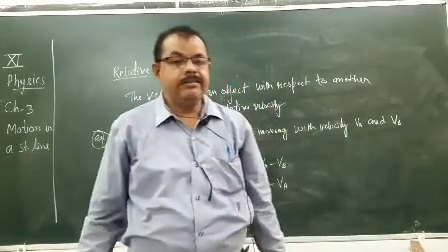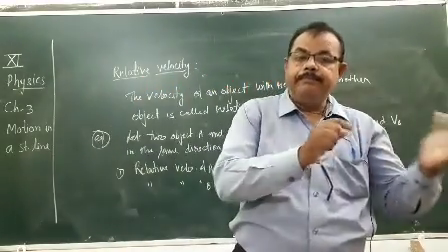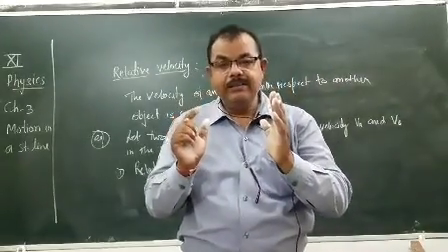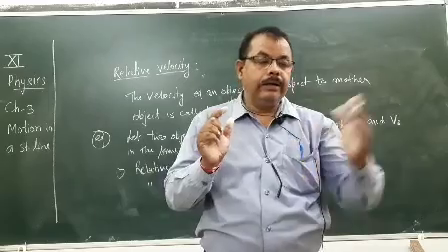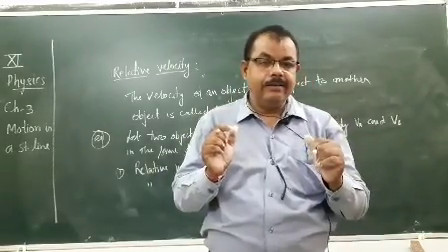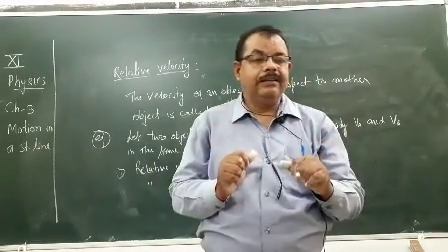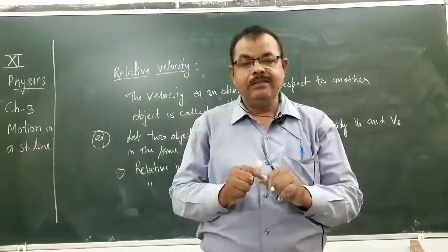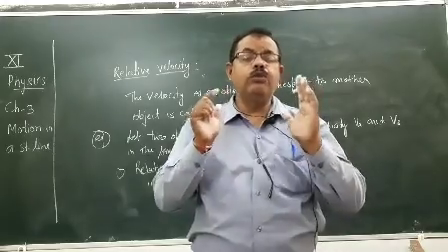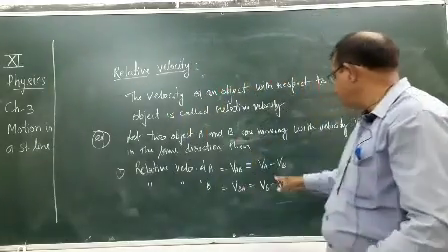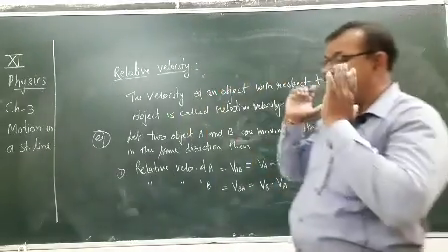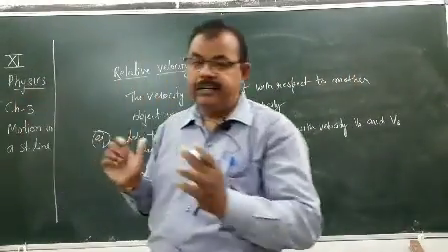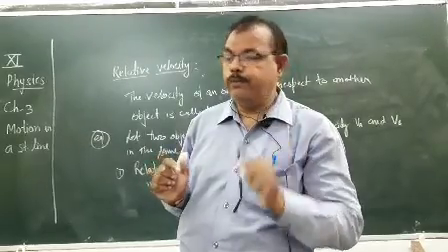When objects are moving in the same direction, like two trains moving on parallel tracks with the same velocity, then the relative velocity of one with respect to the second will be 0, because both have the same velocity, so their difference will be 0. Same speed in the same direction, so relative velocity will be 0.